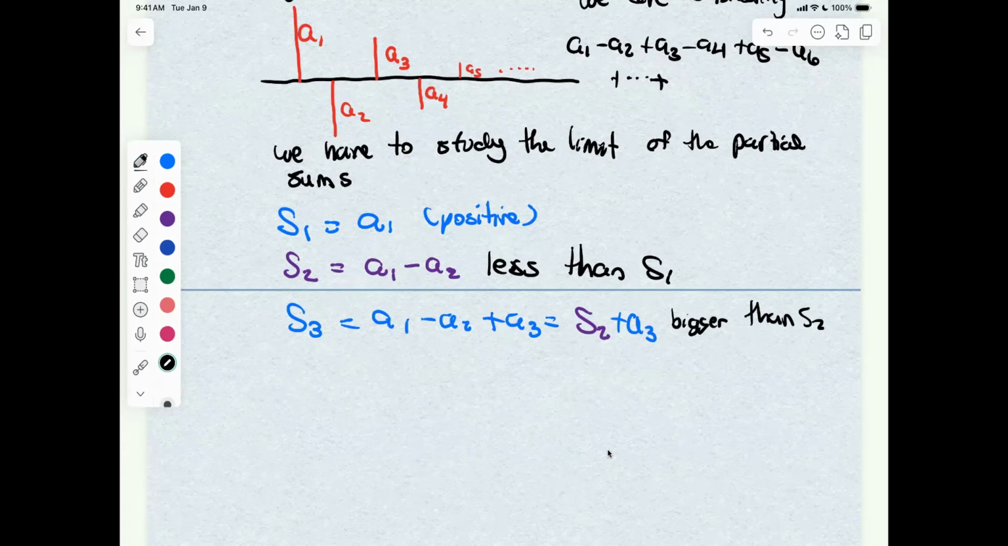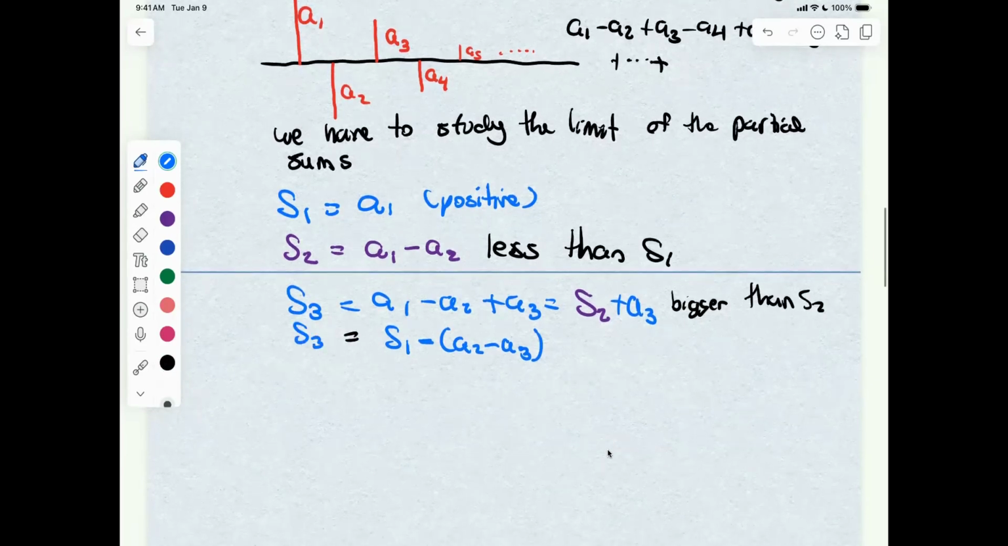Because if you look at it, S3 is also S1 minus A2 minus A3, right? And because the numbers are shrinking, this is some positive quantity, and then you're subtracting a tiny number from the first sum. So what that means is that S3 is going to be less than S1. Okay.